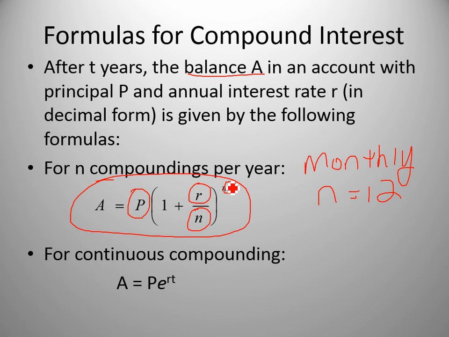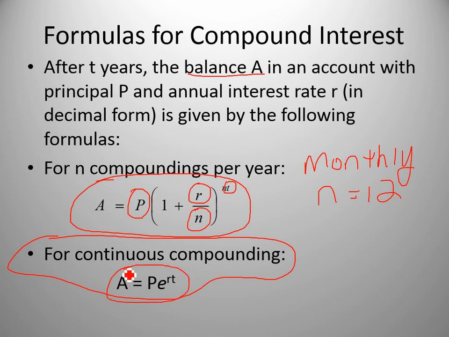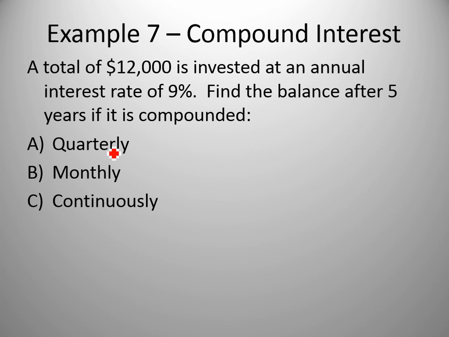If your interest is compounded continuously, and by continuously we basically mean your interest is computed every second, then this is the formula that you would use. So we have balance equals, and that's A for the balance, principal times the natural base to the R times T power. The next example focuses on some of the different things here as far as how interest is compounded.